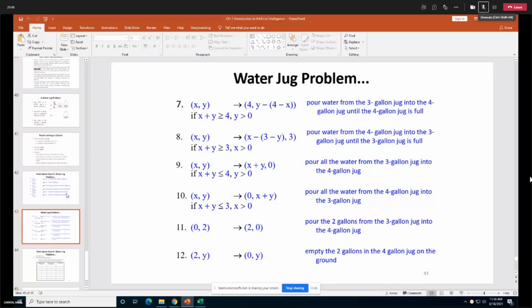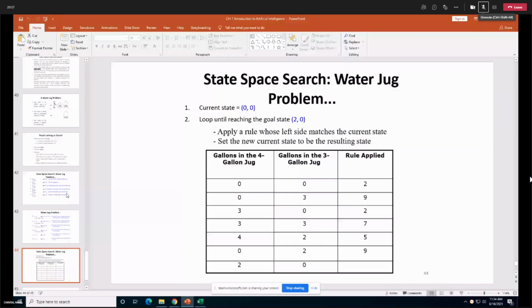So these are the 12 rules, and using only these 12 rules, we have to come to a solution. The current state is 0, 0. Loop until you get a goal state, that is 2, 0 or 2, n. Apply a rule whose left side matches the current state, and then match your current state to the resulting state.